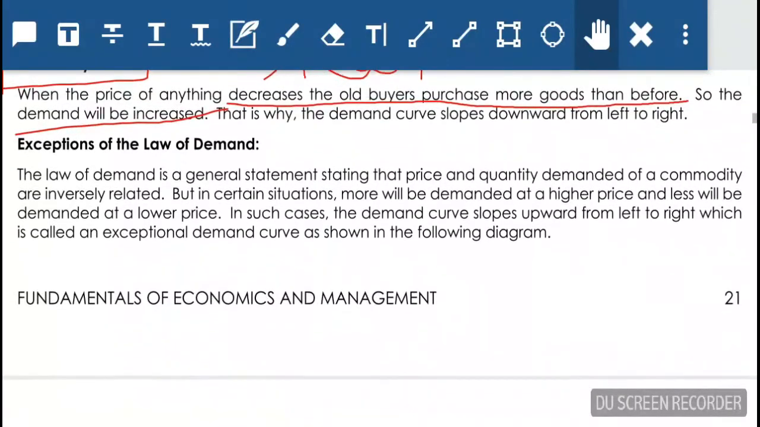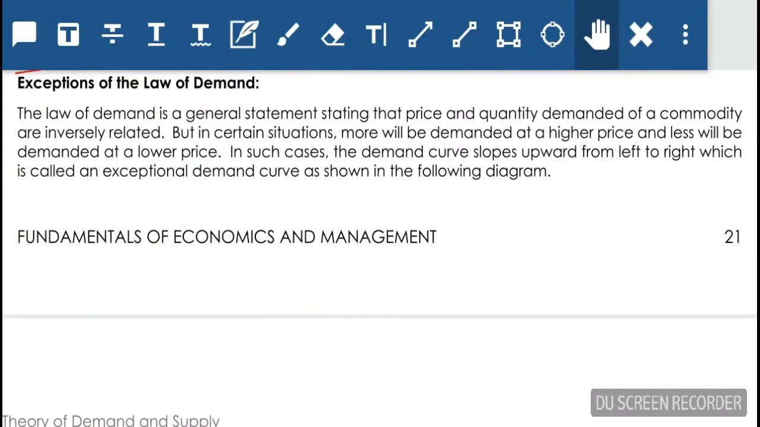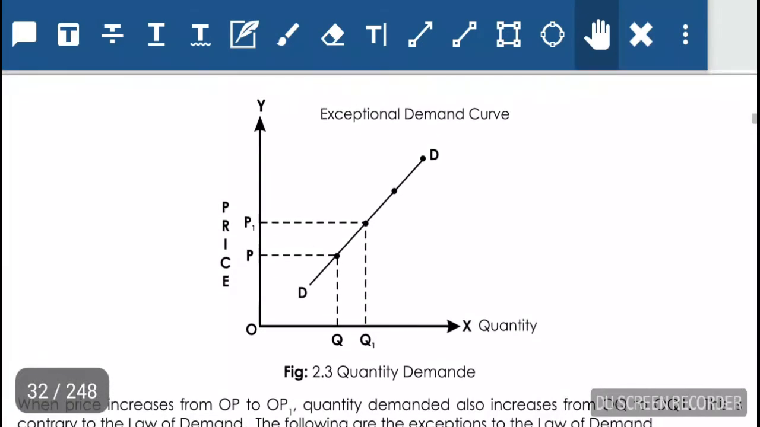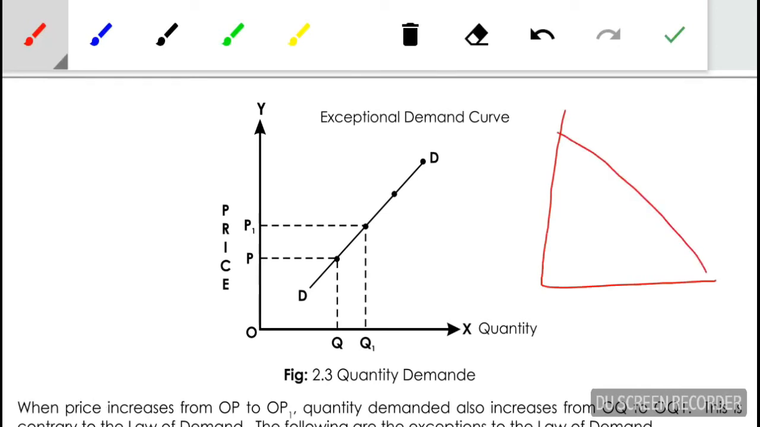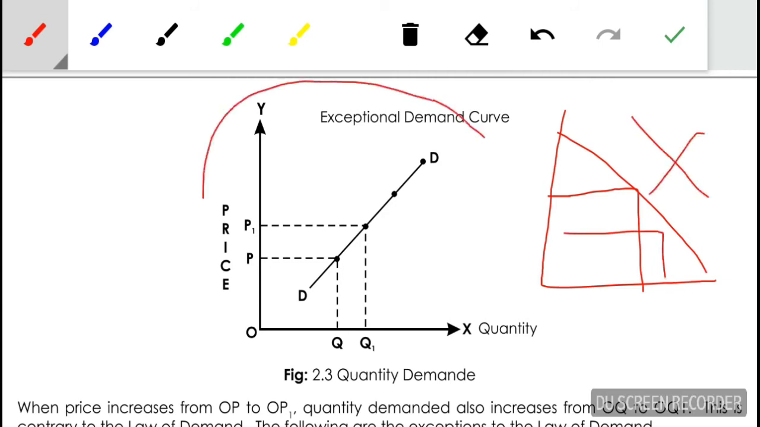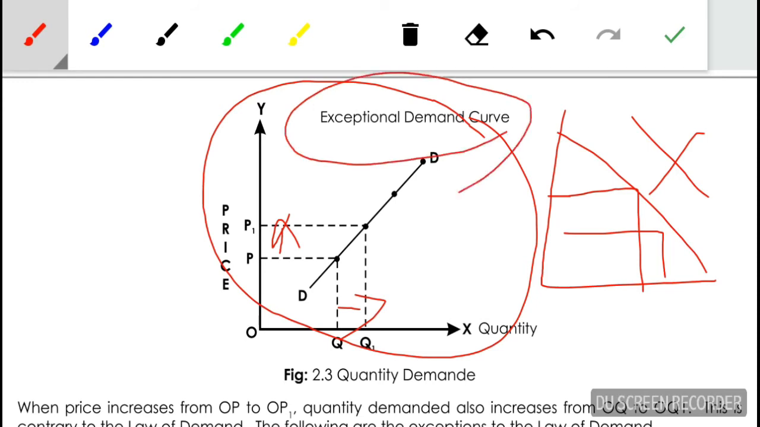Now we are going to exceptions to the law of demand. What is an exception to the law of demand? Actually, the demand curve is downward sloping. This shows the inverse relationship. But for some goods this is not applicable. In that case, the graph will slope upward. That means when the price increases, quantity demanded also increases. There is a positive relationship between price and quantity demanded. This is the exceptional demand curve.